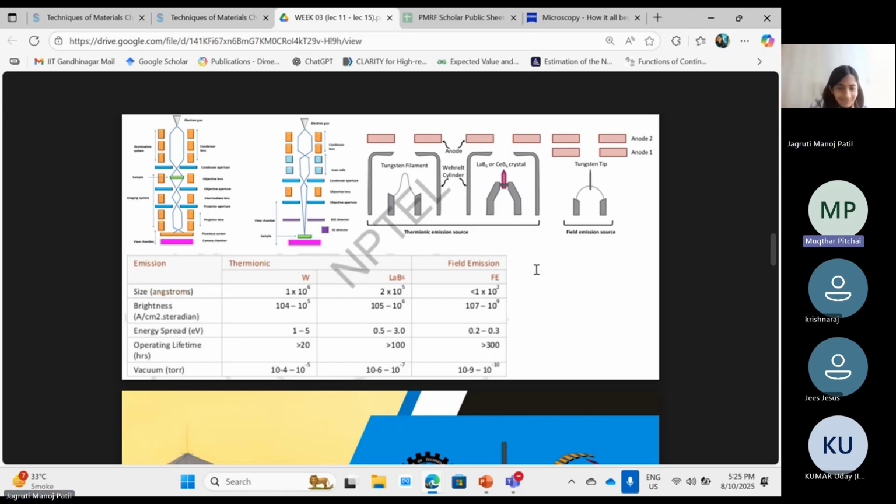But is this high vacuum achievable, ma'am? This much, 10 to the power minus 10 torr? Is it practically achievable or only theoretically? No, it's achievable. The systems that we have also build vacuum up to 10 raised to negative 7 pascals.